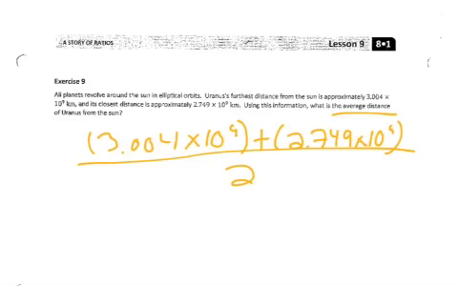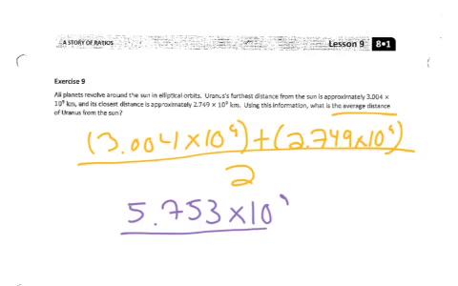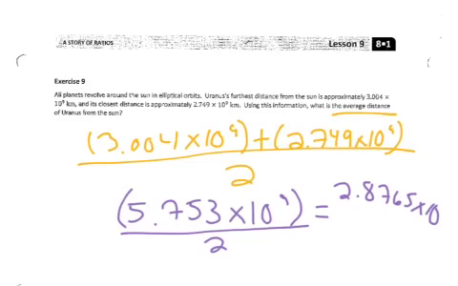The first thing I would do is what is in my numerator, and when I just add those values, I would get roughly 5.753 times 10 to the 9th power. Remember, I still have to divide it by 2. So when you're doing this, make sure you put what's in your numerator in parentheses and then divide it by 2. Your final answer should be 2.8765 times 10 to the 9th power.